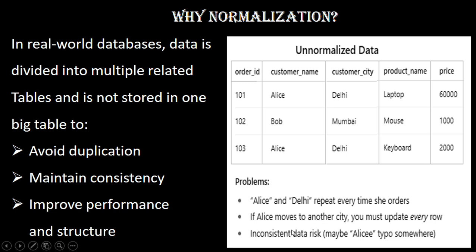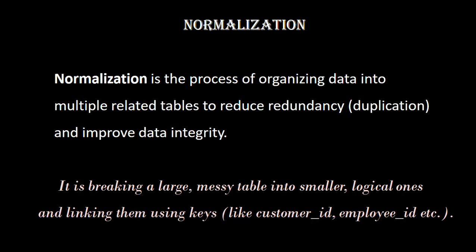And we can have an inconsistent data risk. For example, if Alice is mistyped as "Alce", then we will consider it as a new customer. So that inconsistency is there. In order to address these issues, we will be normalizing the data. Normalization is the process of organizing data into multiple related tables to reduce redundancy and improve data integrity.